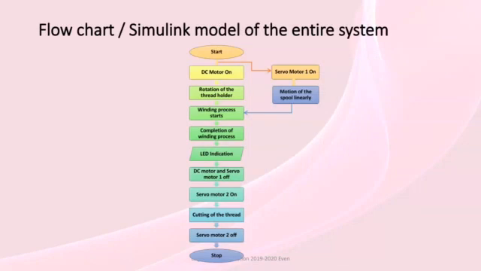Flowchart of entire system. As we start the machine, DC motor and servo motor 1 turns on. DC motor rotates the thread holder and servo motor 1 rotates the spool holder linearly. After completion of winding process, LED turns on, followed by DC motor and servo motor 1 turn off. And then servo motor 2 turns on and the cutter fixed to it cuts the thread. After cutting of the thread, servo motor 2 turns off. Then machine is stopped manually.